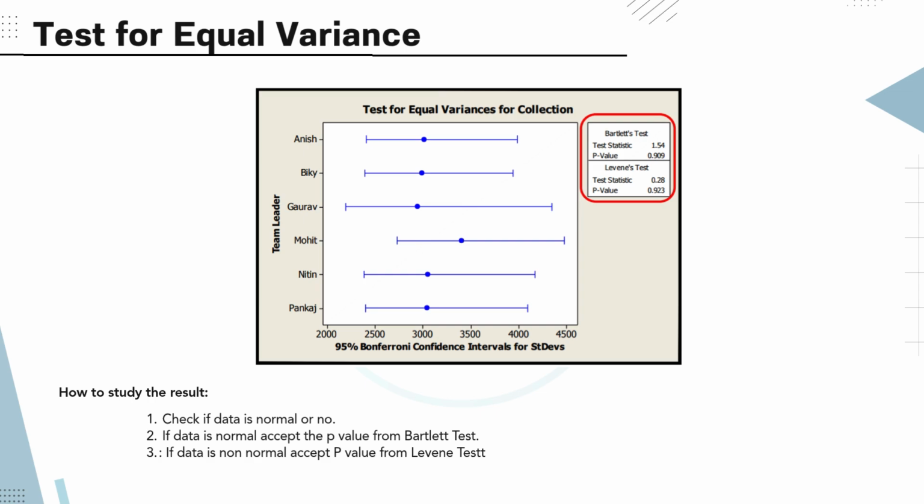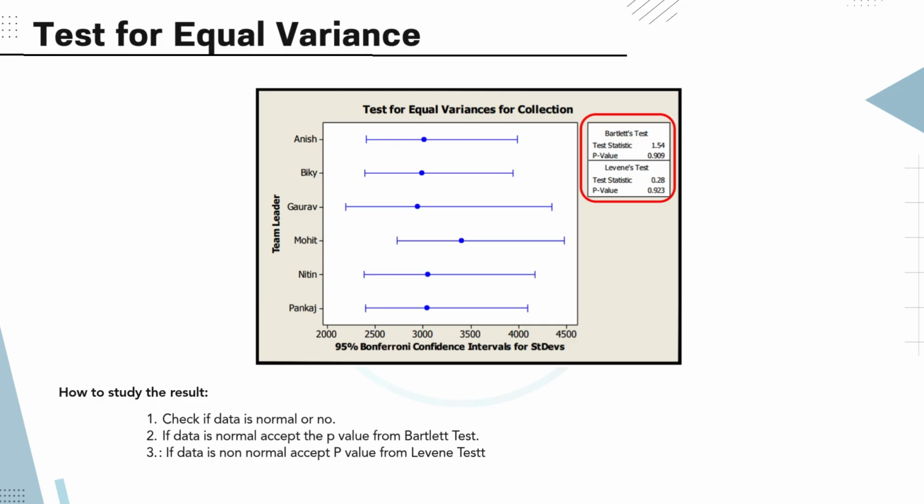Step 1. Check for normality. Before looking at the p-values, always check if your data is normal or not using a normality test, like Anderson-Darling or Shapiro-Wilk. Step 2. Choose the correct test. If your data is normal, refer to the Bartlett's test p-value. If your data is non-normal, refer to the Levene's test p-value. Step 3. Interpret the p-value. A p-value less than 0.05 indicates a significant difference in variances across groups. A p-value greater than 0.05 suggests that the variances are not significantly different.